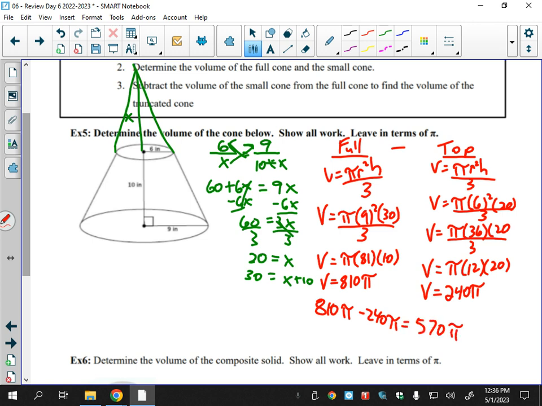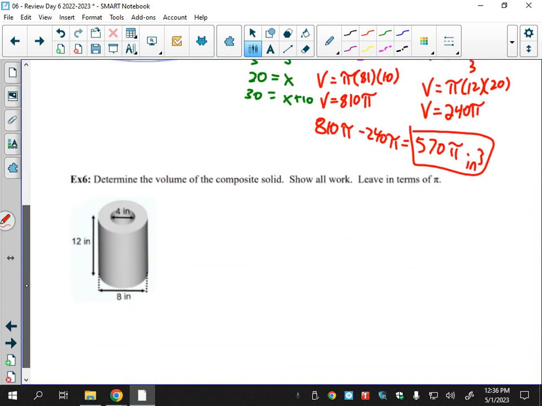We're going to have to leave it in terms of pi, so now we just need units. Inches cubed. It's 570 pi inches cubed.